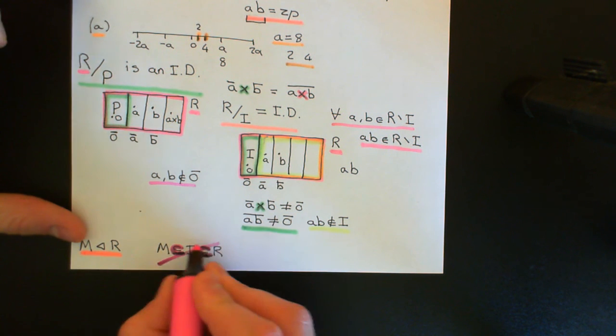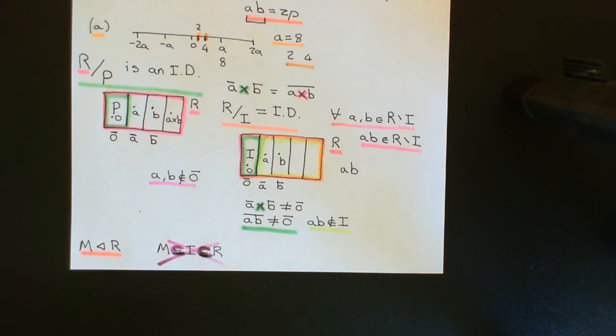And I claim that there are no such ideals that satisfy that. You can't find a bigger proper ideal that contains all of M and is still a proper ideal in R. Of course, you can find another ideal: it would be the entire ring, capital R. That's an ideal, but that's not a proper ideal. So it's maximal with respect to proper ideals in the ring R.